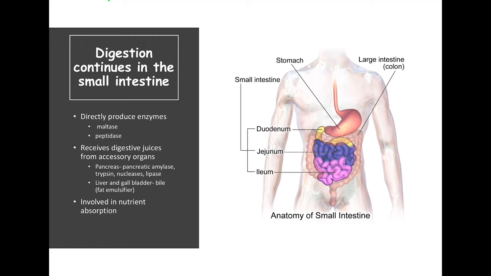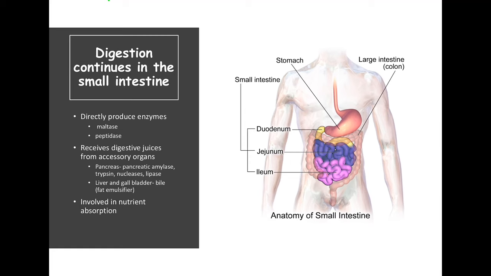All right, so what actually goes on in the small intestine is really important, the function of the small intestine. One, it does produce enzymes to further digest food. So it produces maltase that could further digest those carbohydrates that were brought in. And it also produces peptidase, which will further break down proteins.